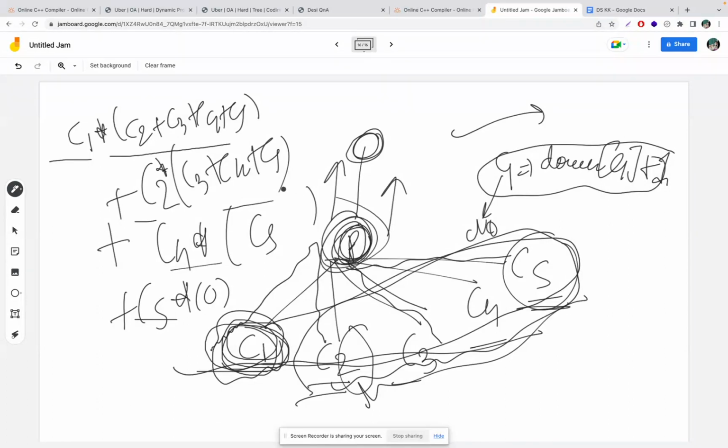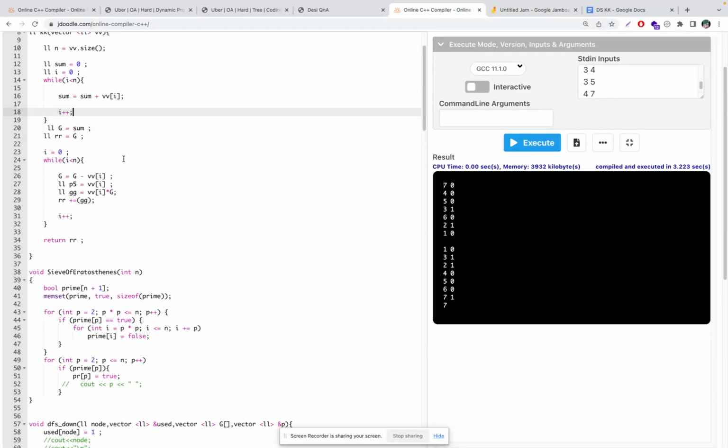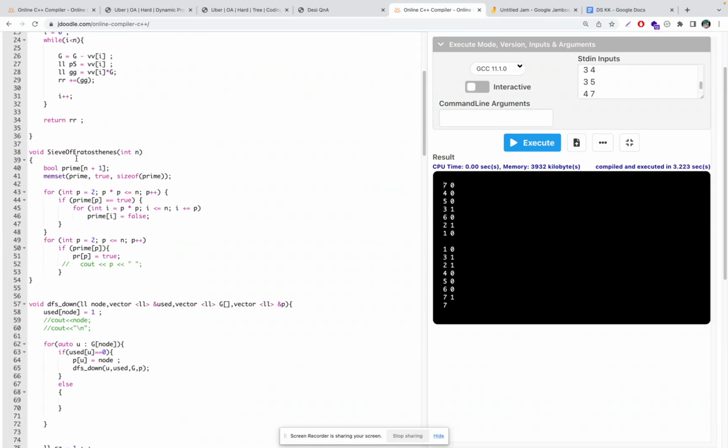Okay. So guys, this is the solution. Now let me explain the code. So guys, what is happening in the code? First, I have this sieve of Eratosthenes. I run it till value n. This means that I am already storing in my array, for all the numbers from 1 to n, which numbers are prime and which numbers are not prime. So if I write if pr of i equal to true, it means it is prime, or else it is not prime.